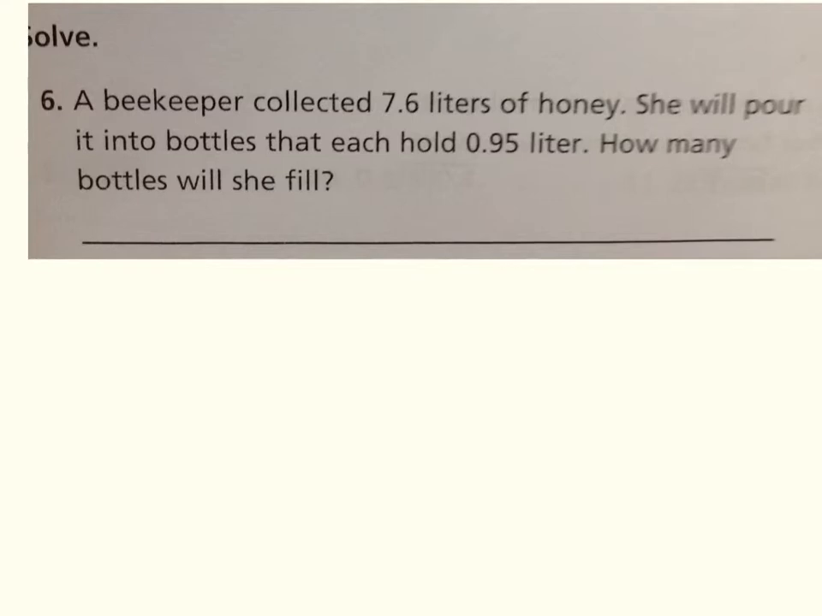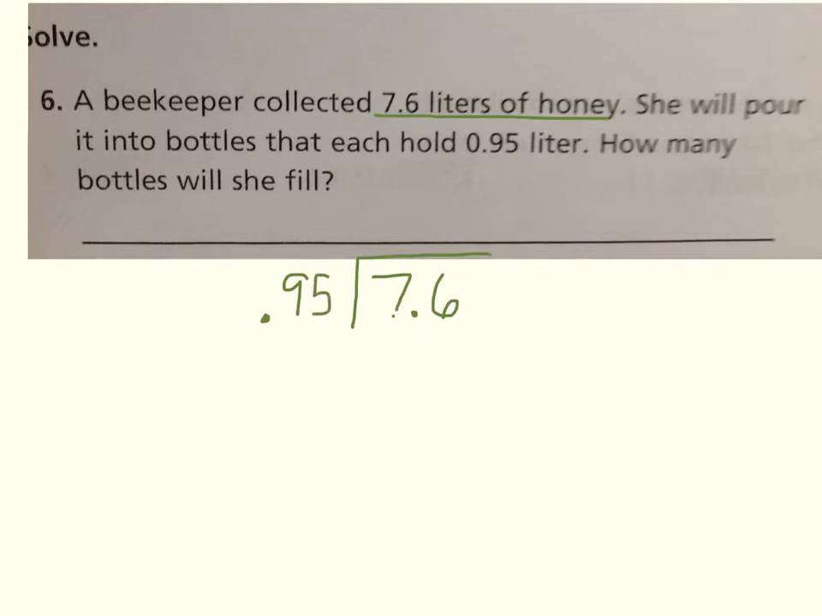Now here's the tricky thing with word problems. You know that you're going to divide, but you have to remember what you're dividing by what. So we have a total. It says a beekeeper collected 7.6 liters of honey. She will pour it into bottles. In other words, she's going to divide it into bottles that each hold 0.95 liters. How many bottles will she fill? So the total that she has is 7.6. She's going to divide it into bottles that hold 0.95.